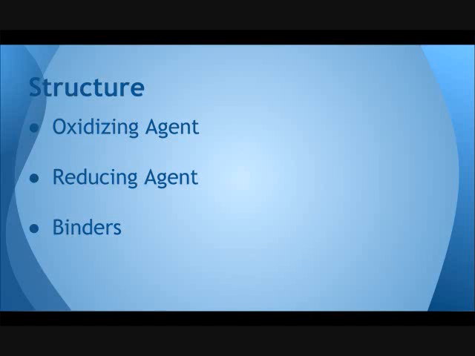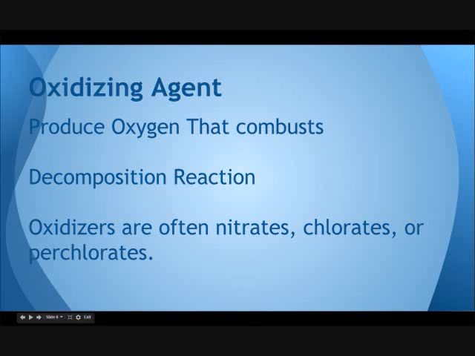There are three basic elements that a firework is composed of. They are oxidizing agents, reducing agents, and binders. First, let's talk about the oxidizing agent. This is the agent that produces oxygen gas, which will eventually be used during the combustion process.